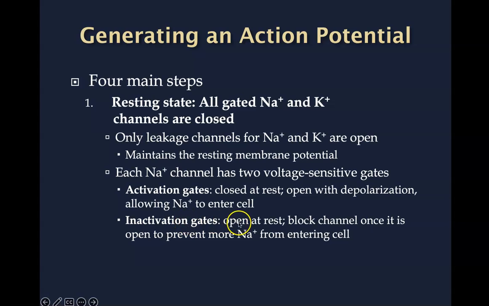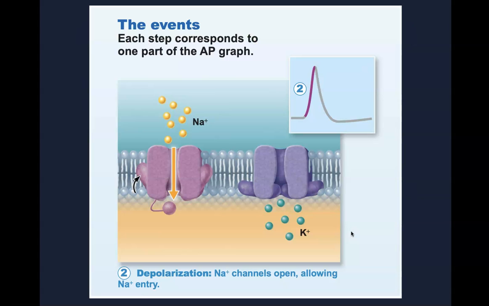And then the inactivation gates are going to be open at rest. You're going to see these are going to be important because they're going to block the channel. Once the activation gate has opened and allowed some sodium in, then the inactivation gate is going to close and prevent more sodium from entering the cell while repolarization happens. Okay, so I'm just introducing these now, but this will make more sense as we go through this. So I just want to introduce that there's actually two gates here, and they're going to show you that in this image here in just a minute.